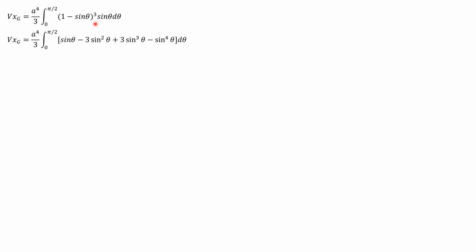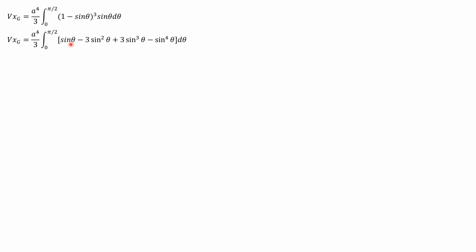The third term is 3 times the first term times the square of the second term, so it is 3 sine squared theta. 3 sine squared theta times sine theta is 3 sine cubed theta. Then the last term is the cube of the second term, negative sine theta cubed, so negative sine cubed theta, then times sine theta, negative sine to the fourth theta, d theta. So since the limits are from 0 to pi over 2, we can apply Wallis formula for the second, the third, and the fourth terms.